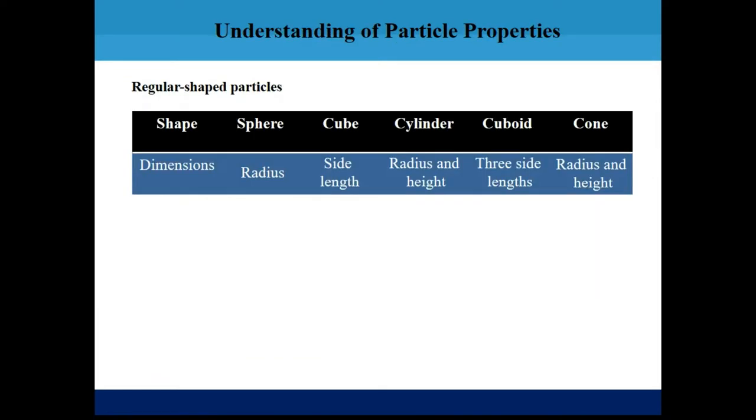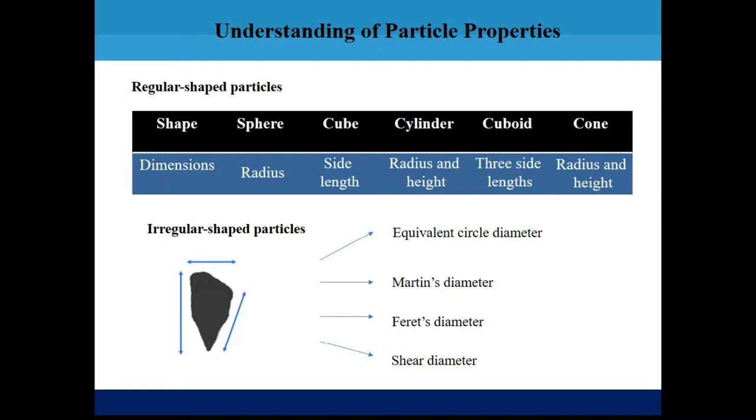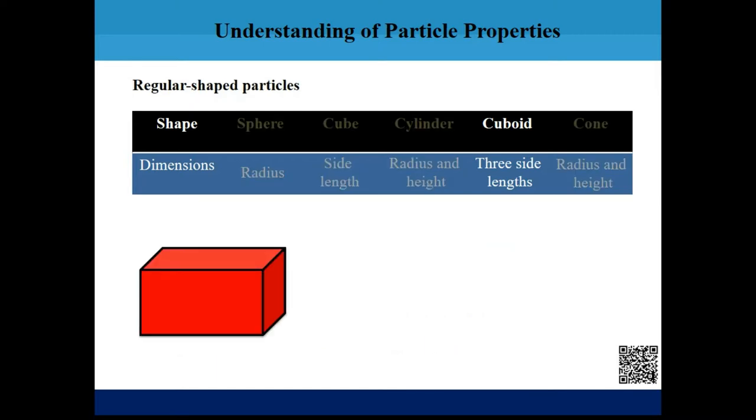For powder with regular shaped particles, the sizes are comparatively easier to determine than for powder with irregular shaped particles. It is difficult to define the geometrical quantities for irregular shaped particles. Hence, different approaches are adopted to determine the size of irregular shaped particles, including equivalent circle diameter, Martin's diameter, Feret's diameter, and shear diameter. Let's consider a single and simple example where powders consist of cuboid-shaped particles.